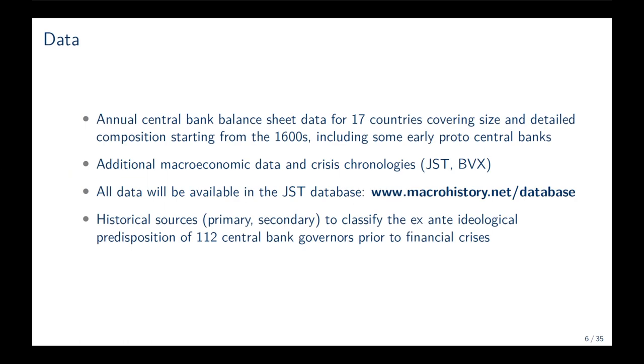Okay, so this is the stylized fact part. We have annual central bank balance sheet data for 17 countries, covering the size and detailed composition starting from the 1600s. We're going to have macroeconomic data and crisis chronologies from BVX, which is Baron Werner Xiong, and JST's George Schularick Taylor data sets. We're going to make the data available as usual, and there are historical sources that we use to classify the ex-ante ideological predisposition of, in total, 112 central bank governors prior to financial crisis.